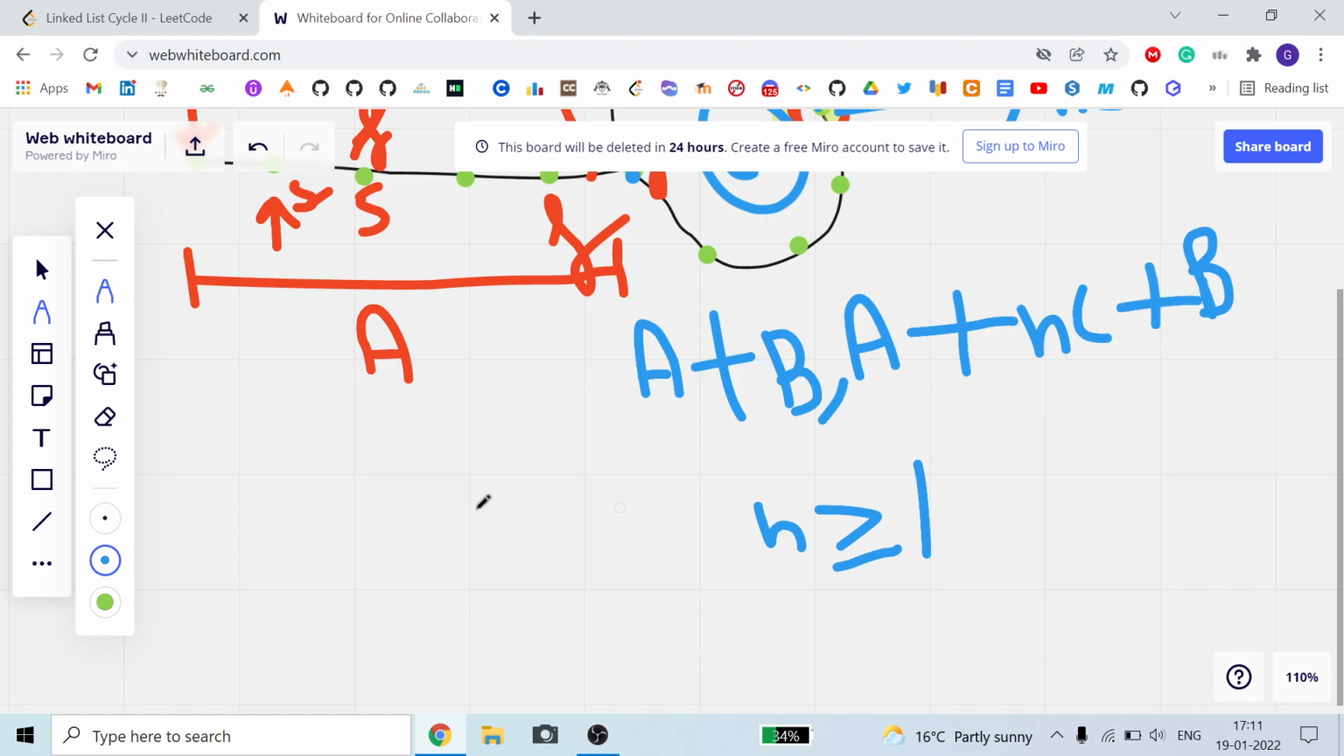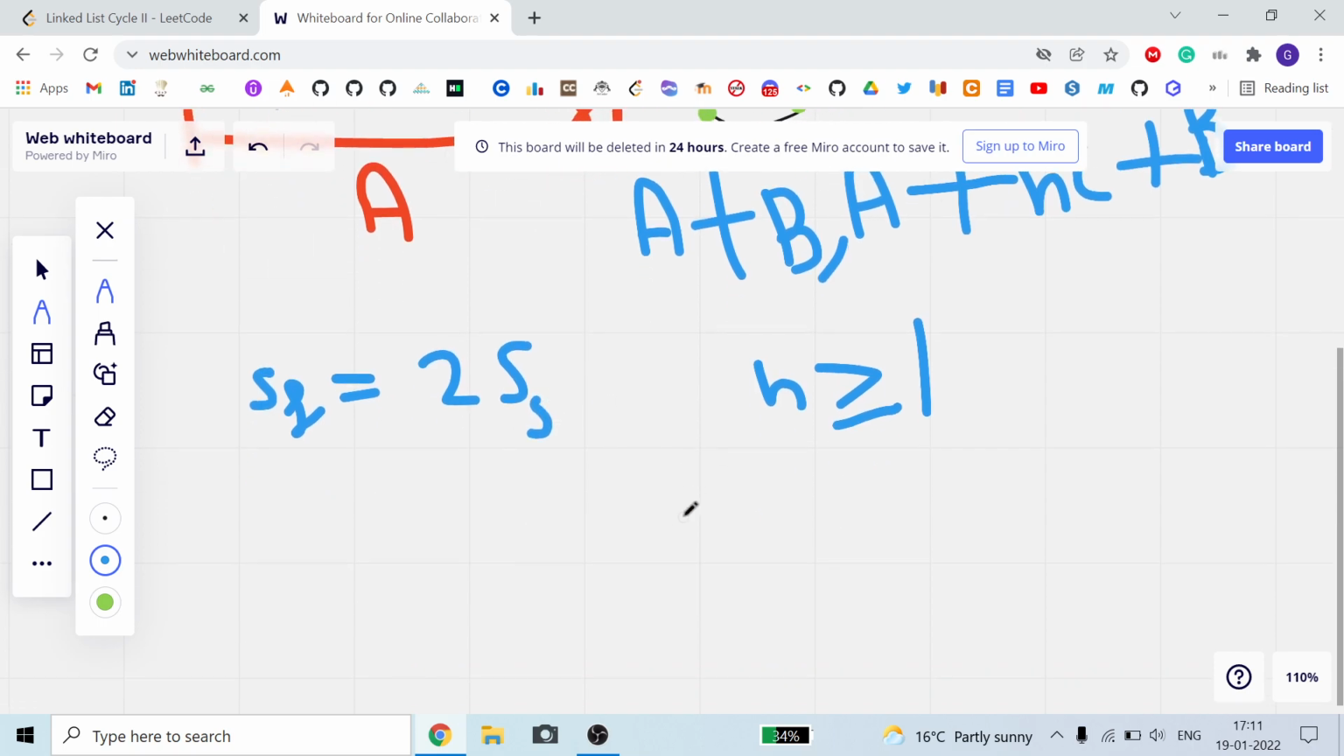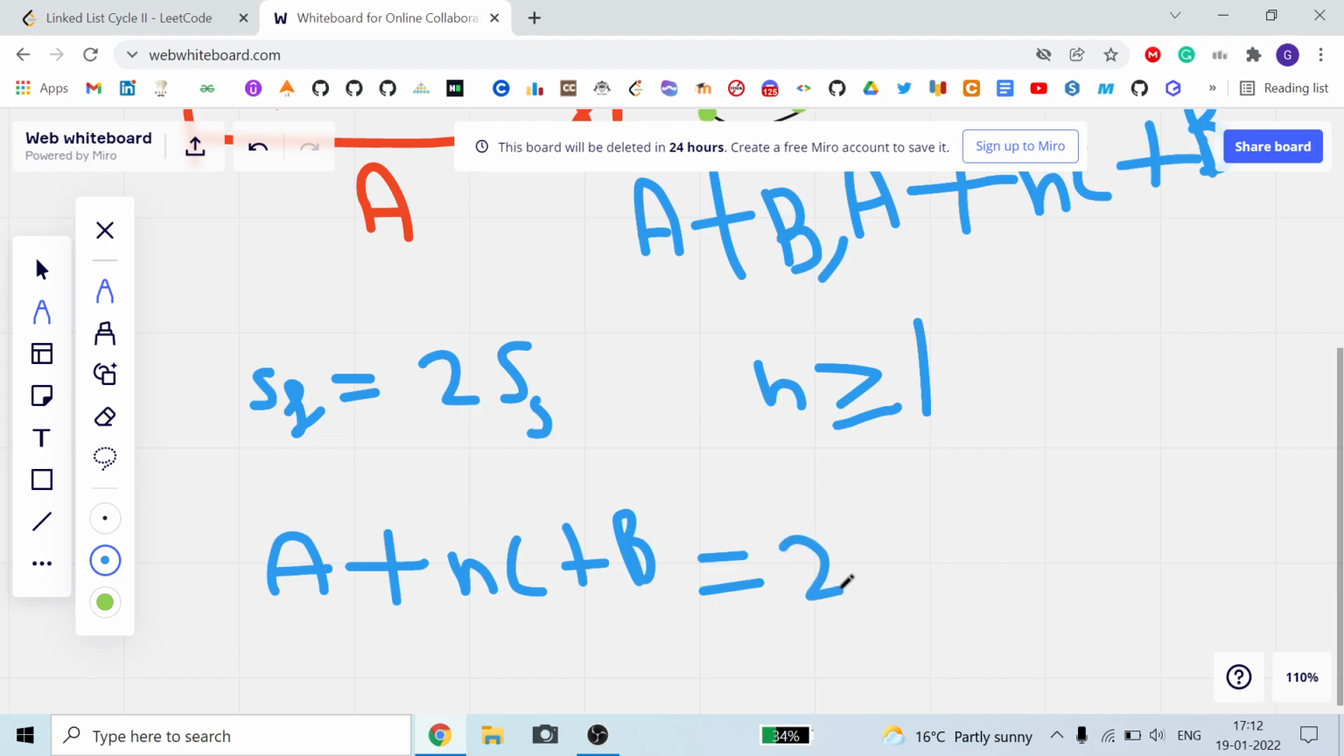And as you know, the speed of fast is equal to twice the speed of slow. So the distance covered by fast, a plus n c plus b, is equal to 2 into the distance covered by slow.